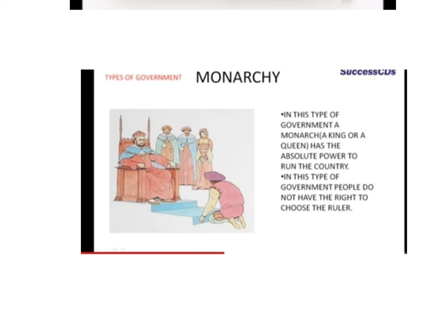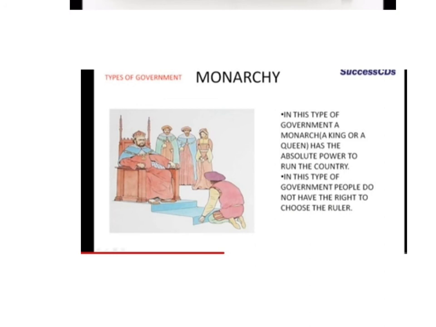It is actually hereditary. Generation wise, the monarch, the king or queen, is replaced by another king or queen. In this type of government, the monarch decides all the affairs of the country. People do not have the right to choose the ruler, but it is the generational rule there. It is the monarch who is there for the affairs of the country, and all things are done and dictated by the monarch.